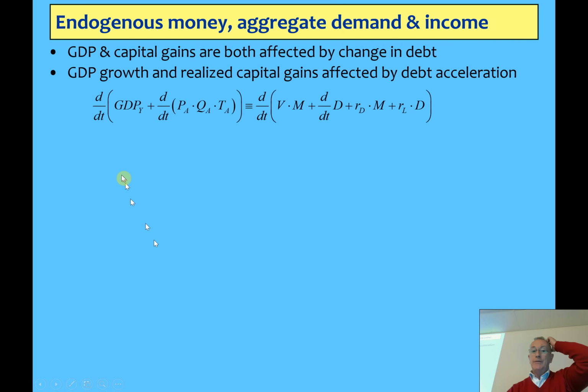So take the differential there, and you're going to have GDP plus change in GDP plus a whole lot of terms coming out of this being equal to the differential here. And the main thing I want to focus upon is you're going to get a relationship between acceleration, the second differential of debt, and change in GDP, as well as change in asset prices.